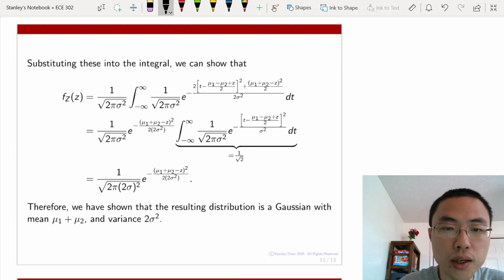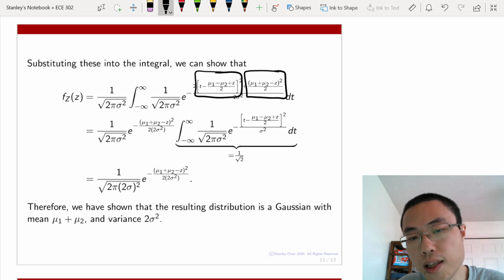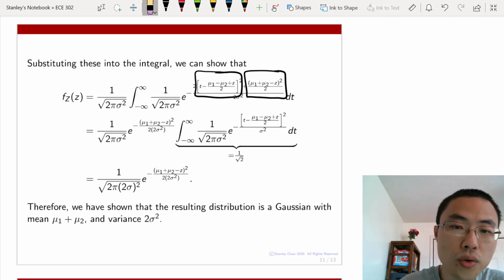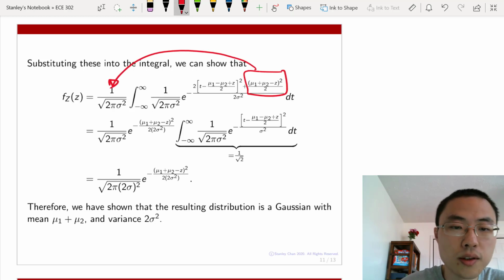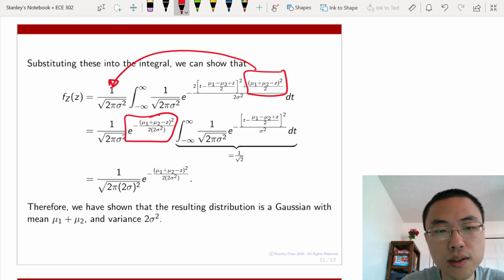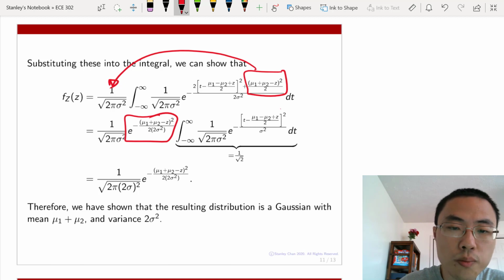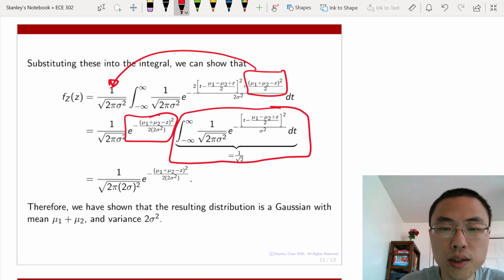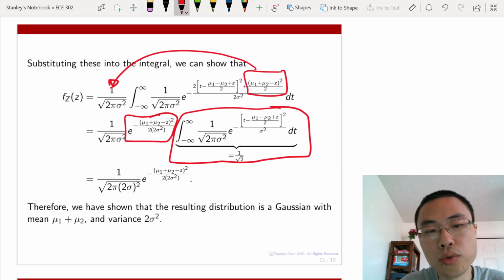So what do we have? Well, you have the quadratic equation in t, and then you have this term that doesn't have anything to do with t. So you can move this thing outside by keeping this thing here. So e to the power of whatever you have in this equation. And then what remains is the integration. This integration is integrating 1 over root 2 pi sigma square, and then you have this 2 times something something. That's a quadratic equation in t minus something something.